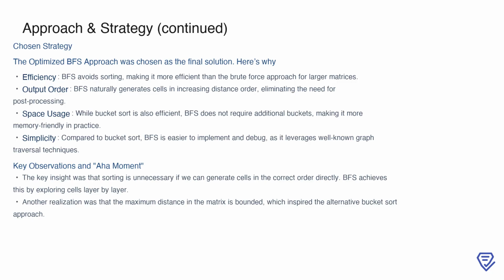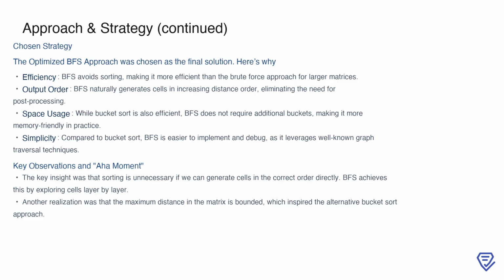First, it is more efficient than the brute force method because it avoids the overhead of sorting. BFS also naturally generates cells in the desired order of increasing distances, eliminating the need for additional post-processing. In terms of memory usage, BFS is more practical than bucket sort since it does not involve creating extra buckets. Additionally, BFS is easier to implement and debug compared to bucket sort because it builds on well-known graph traversal techniques.